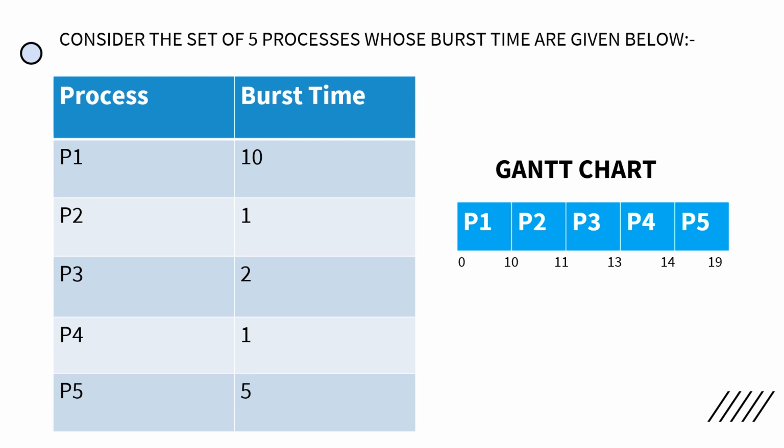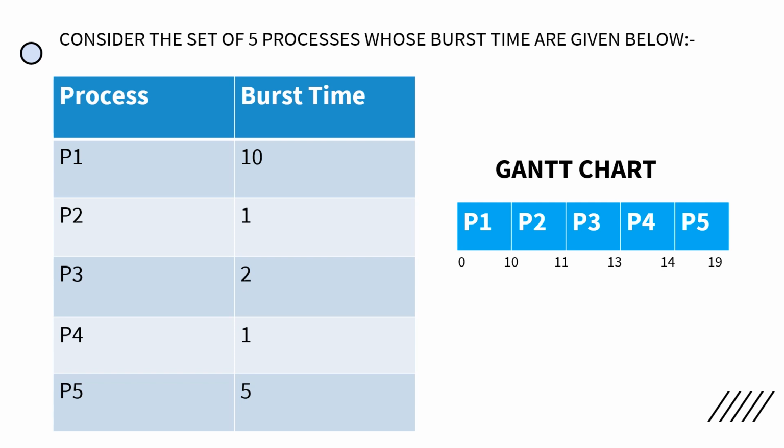And next we are going to add up the process values. The process 2 has a burst time of 1, so we get 10 plus 1, which is 11. The same for process 3, process 4, and process 5. 11 plus 2, as the process 3 burst time is 2, is 13. The process 4 burst time is 1, so 13 plus 1 is 14, and the process 5 burst time is 5, so 14 plus 5 equals 19.